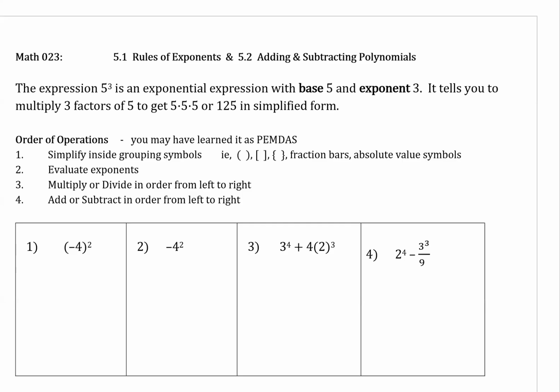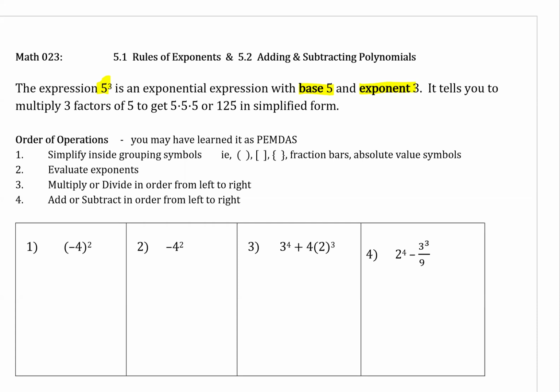Rules of exponents. The expression 5 cubed is an exponential expression with base 5 and exponent 3. It tells you to multiply 3 factors of 5 to get 5 times 5 times 5, or 125 in simplified form. You might recall the order of operations.